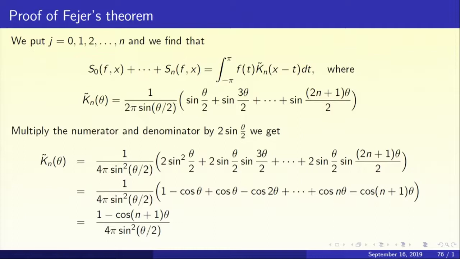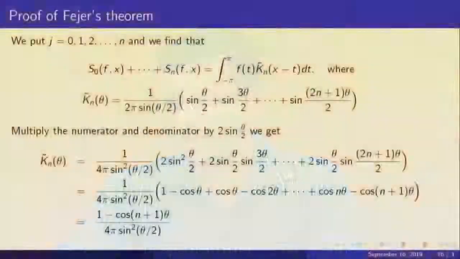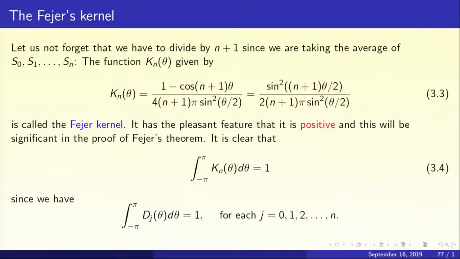Now I must write 1 minus cos n plus 1 theta as 2 sine squared n plus 1 by 2 theta. That's what I am going to do next. Also, one more thing we must not forget. Remember, we are taking the averages. So what have we done? We have added S naught of fx plus S1 of fx plus etc. Sn of fx. How many terms have we added? N plus 1 terms. So when you take the averages, we should divide by n plus 1.